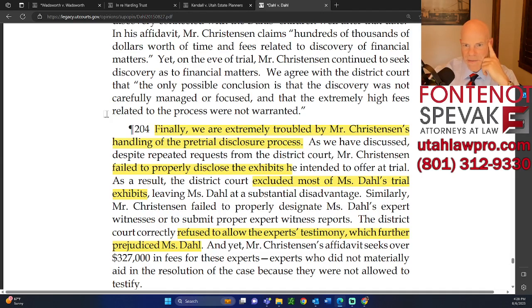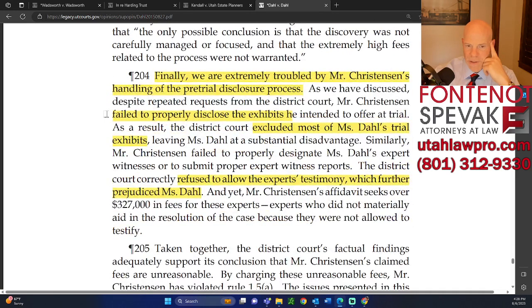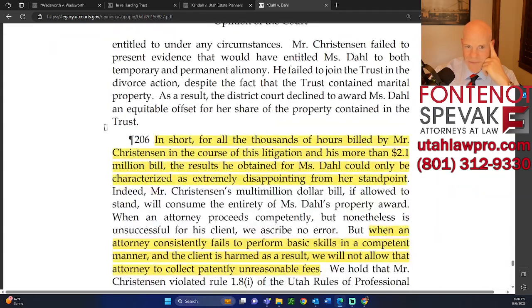Finally, we are extremely troubled by Mr. Christensen's handling of the pretrial disclosure process. He failed to properly disclose the exhibits he intended to offer at trial. The district court excluded most of Mrs. Dahl's trial exhibits, and the court correctly refused to allow experts' testimony, which further prejudiced Ms. Dahl. So this is just calling out Mr. Christensen for being unprepared, inefficient, just not being a very good attorney for this case.